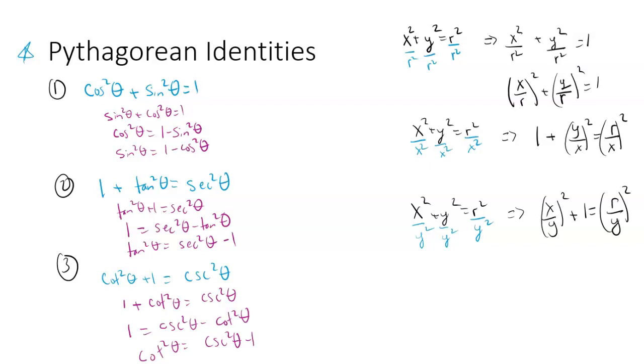Okay, the last one, and notice that all 3 have a 1 in common. That's the only thing that's in common between them. All right, last but not least, we have the negative angle identities.